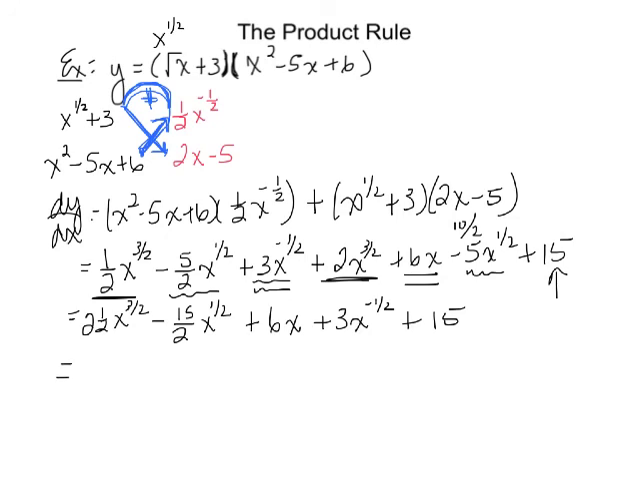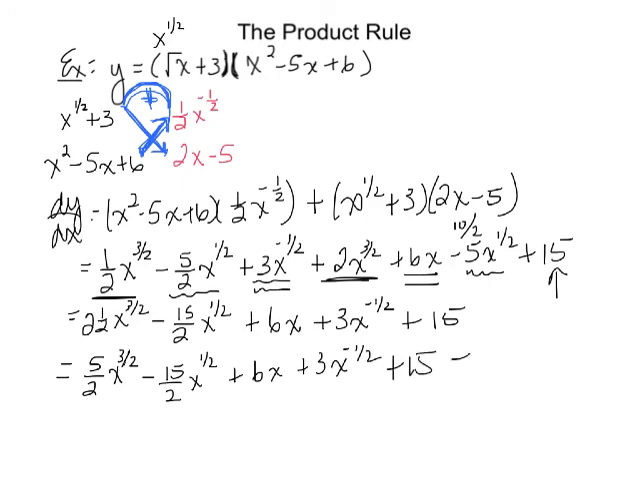And if you want all of your coefficients to be the same, not mixed numbers, but improper fractions, 2.5 is the same as 5 halves, so I can change that to 5 halves, x to the 3 halves minus 15 halves, x to the 1/2 plus 6x plus 3x to the negative 1/2 plus 15. Okay, and that would be our derivative.